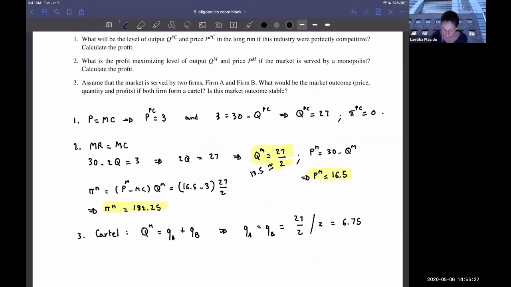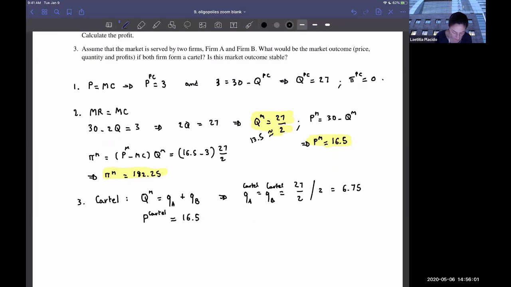So because the total market quantity produced by the cartel is the same as the monopolist quantity, then the price is going to be the same. So the price, I'm going to put cartel here. The price in the cartel case will be the same as the monopolist price. Okay, so that's going to be 16.5. Okay.